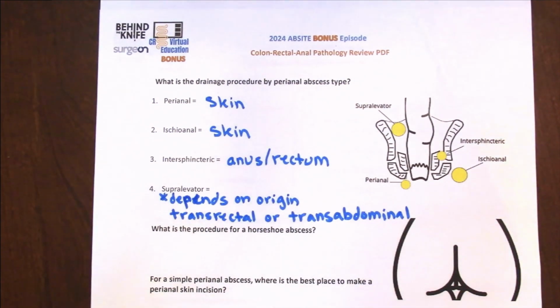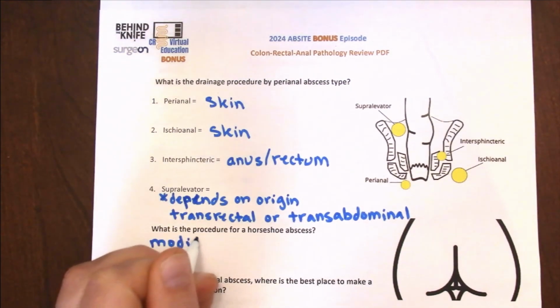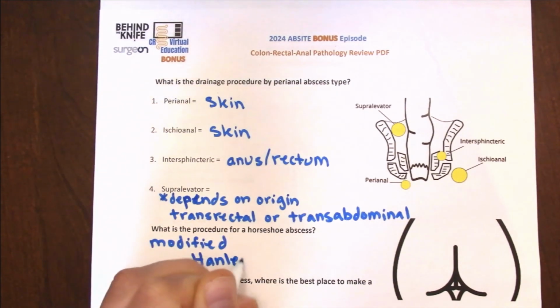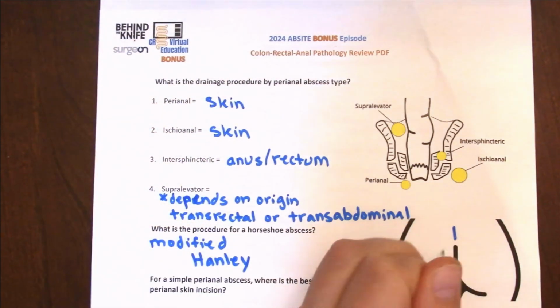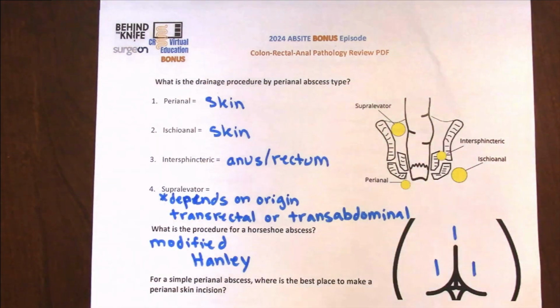What is the procedure for a horseshoe abscess? These are probably the biggest and most feared abscesses. The procedure would be a modified Hanley procedure. The goal is to open the deep postanal space, and then you'd want to make bilateral counter incisions to drain the ischioanal fossa and place setons.